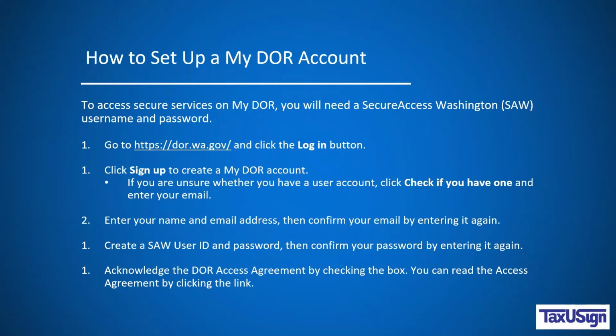Now, if you register your business in Washington State, you would receive a letter from Department of Revenue. On that letter are very important instructions to set up your account. It will also tell you your file frequency. To set up your account, you go to dor.wa.gov. You click sign up, you enter your name, your email address, you create your username and password.